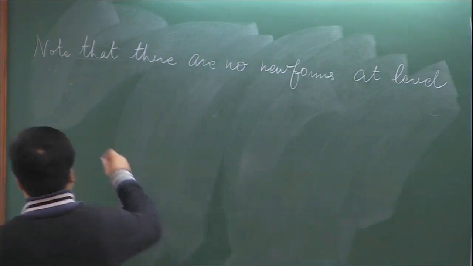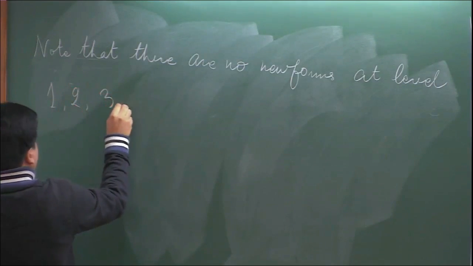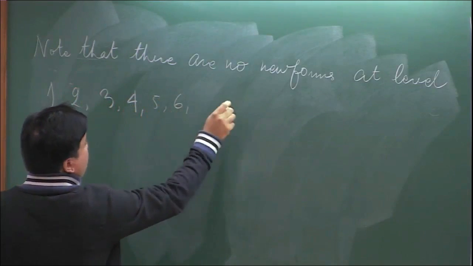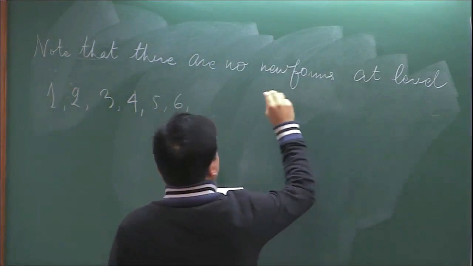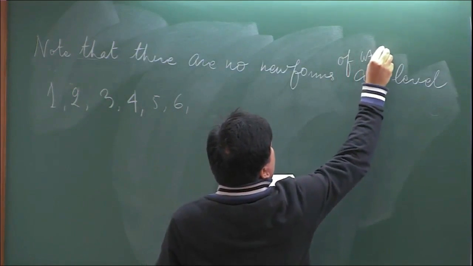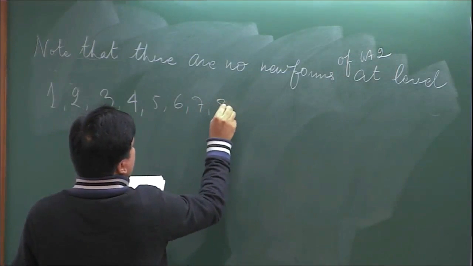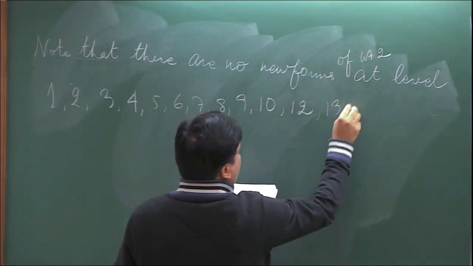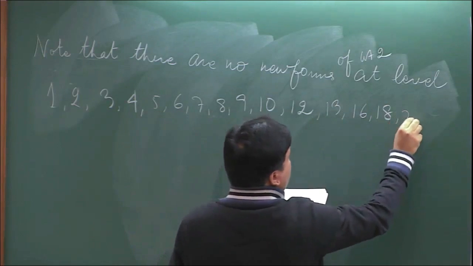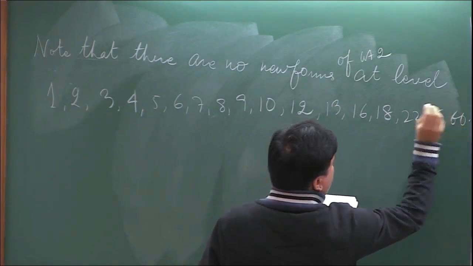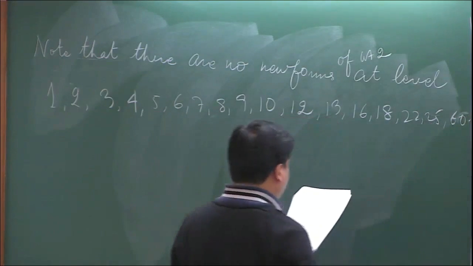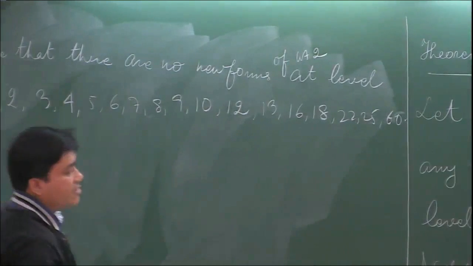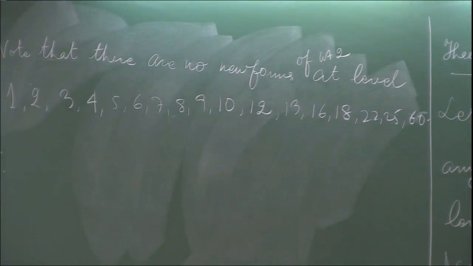At level 1, 2, 3, 4, 5, 6. So this means weight 2 new forms. I'm going to find out for what else there are no new forms: 6, 7, 8, 9, 10, 12, 13, 16, 18, 22, 25, and 60. So there are no new forms at these levels. Therefore, I don't have solutions. Let's give a name to this equation. Let's say this is 1. So therefore 1 does not have solutions.